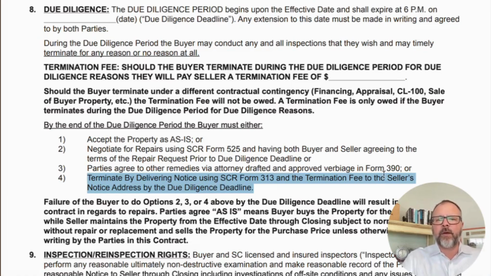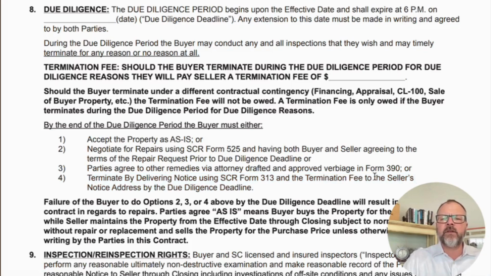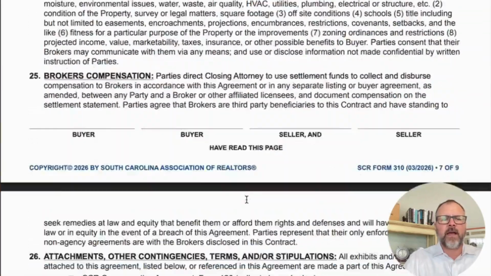Okay. So it's really important that we study this because it is "and." You cannot just send the notice of termination at 5:55 on the day of the deadline without also sending the termination fee. And then it also specifically states in here that the termination fee is to be delivered to the seller's notice address. Okay, the seller's notice address is addressed on the very last page of this.